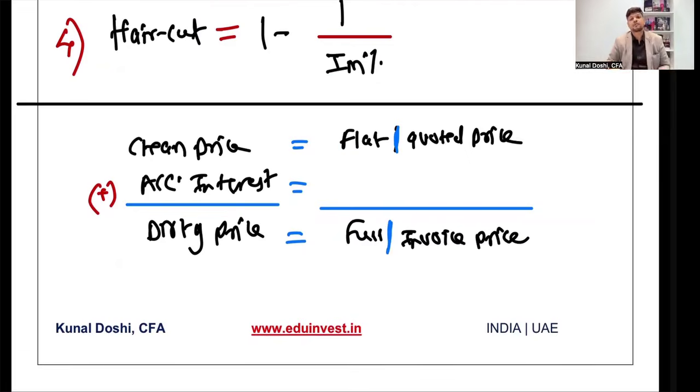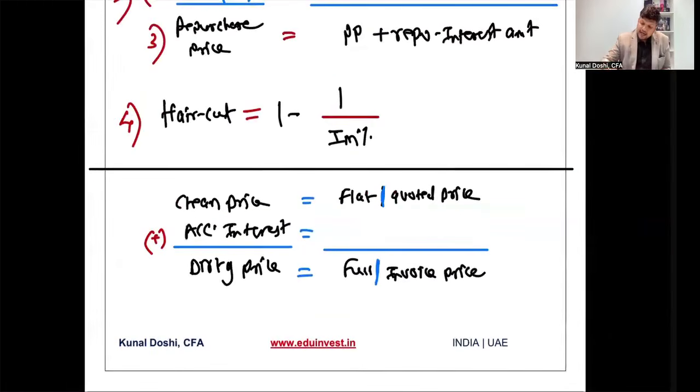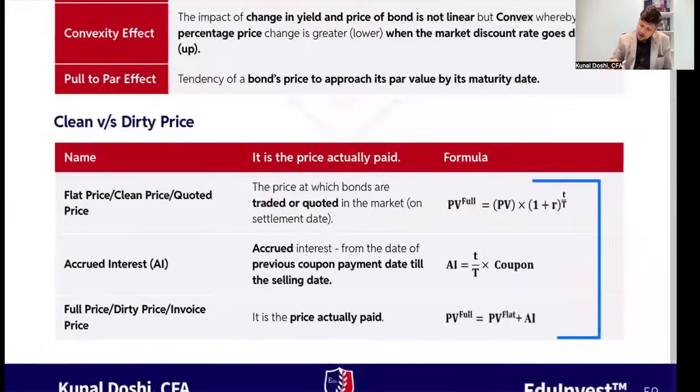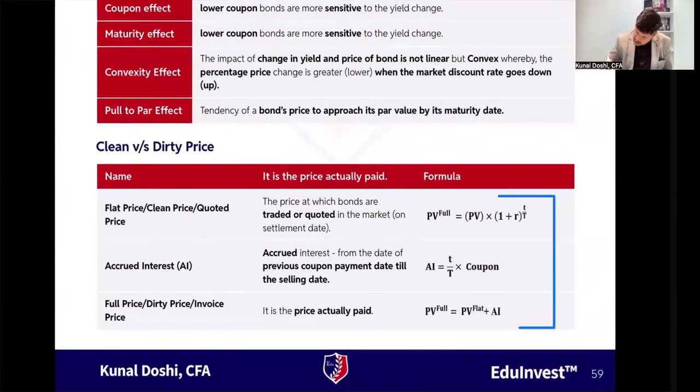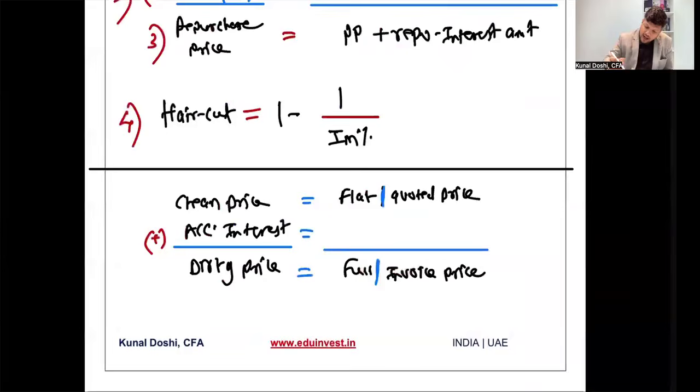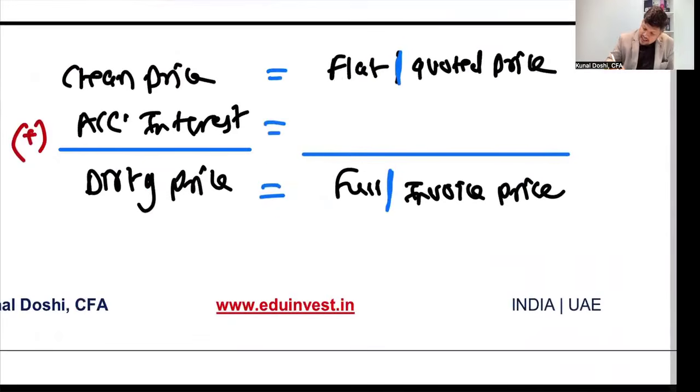Remember these two. Accrued interest is unique because it is the interest till date. So t over T into coupon. I will tell you what is T, the big T and small t. Now what is this small t and big T?